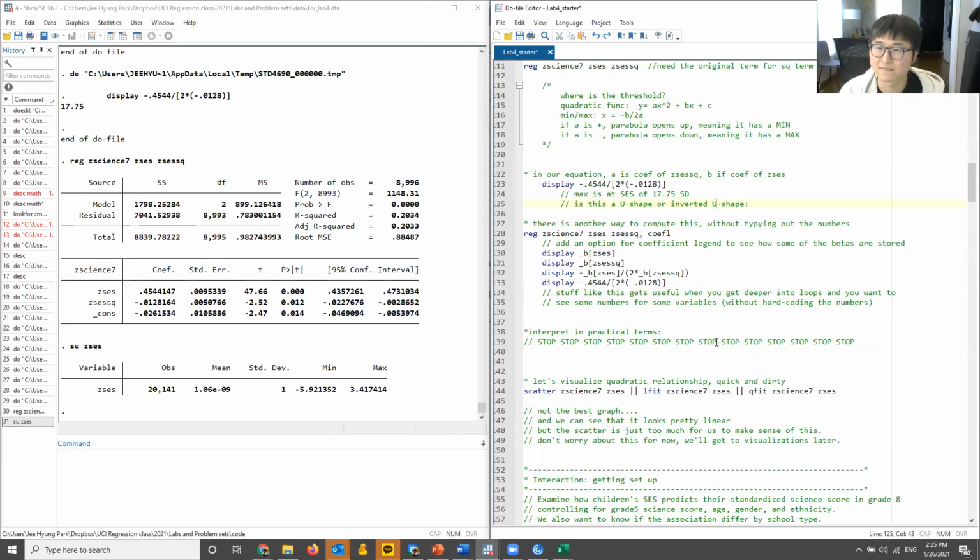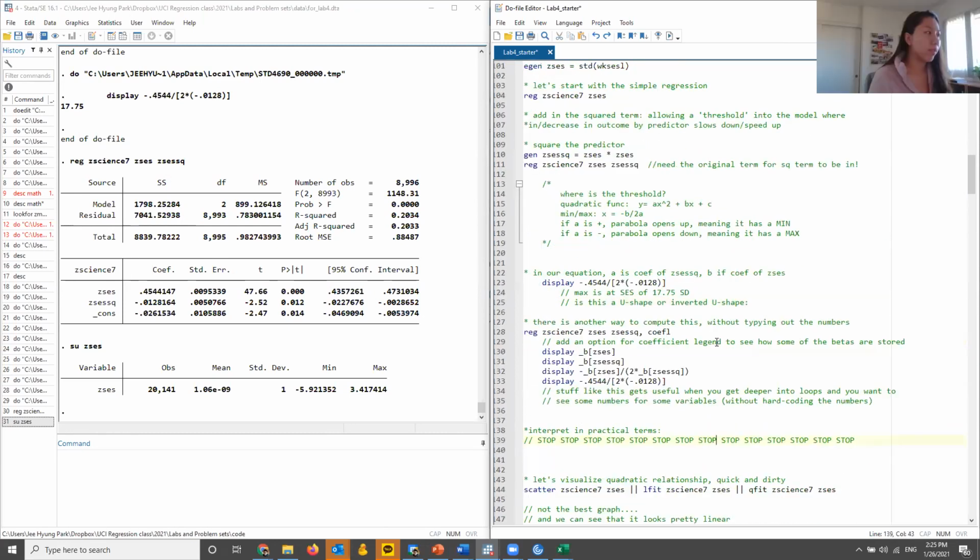Okay, I have a question. Sorry, going back, why was SES standardized? Was it because it was standardized in the article? No, this was just an example. If we used the regular SES, maybe the ridiculousness of 17.75 would not communicate as much.